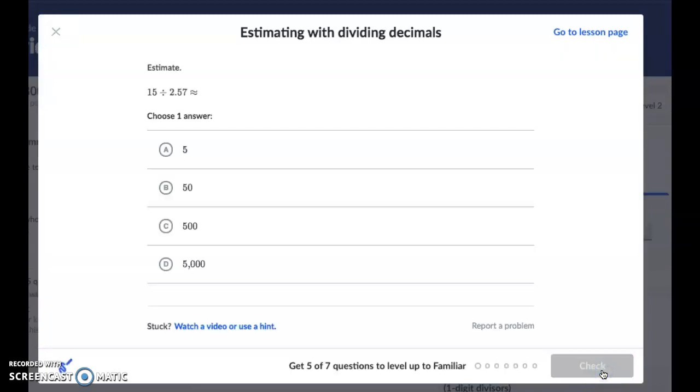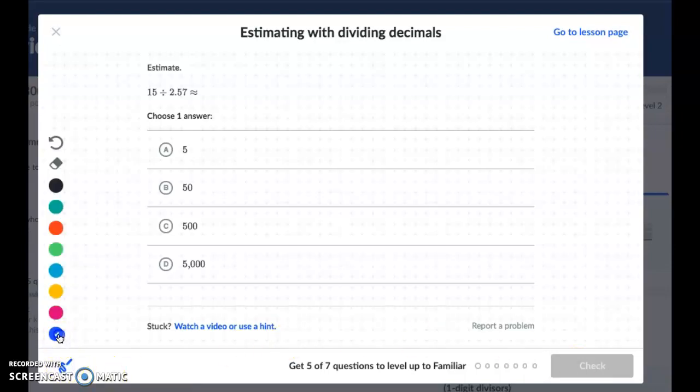15 divided by 2.57. So for this one, I'm going to think about, okay, 2.57 is really close to 3. Remember, with estimating, the goal is that you want to be able to do this in your head. So we're rounding our number to an easier number to do in my head. So 15 divided by 3 is 5.